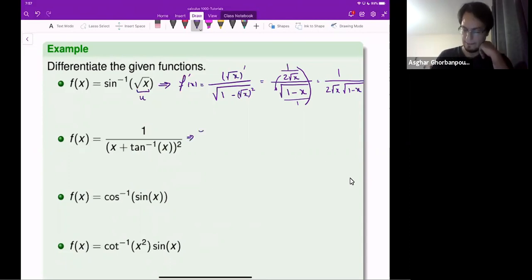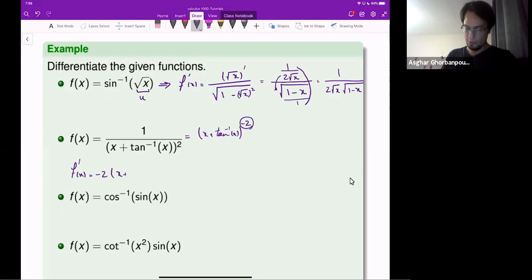How about the second one? Okay, well, maybe I should rewrite this thing as x plus tan inverse x to the power negative 2. And then when you want to find the derivative of that, this will be n u prime u to the power n minus 1. So here, n is negative 2 times u prime, derivative of this, and then x plus tan inverse x to the power negative 2 minus 1.